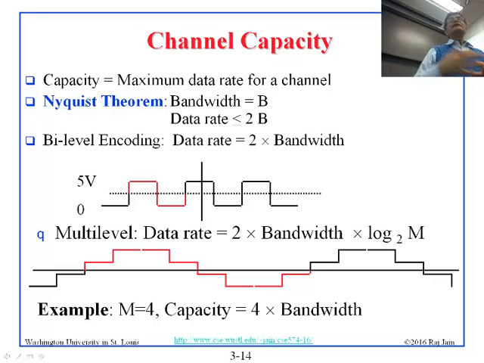Clear? So anyway, Nyquist theorem says that you cannot get more than 2 times the bandwidth if you use bilevel coding. If you use M-level coding, you cannot get any more than 2 times the Hertz rate times log base 2 of M. What is M? M is the number of levels. Now I just gave you an example of 4 level, but you could have higher levels.